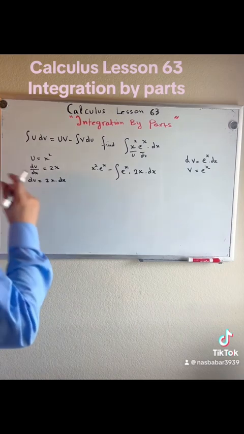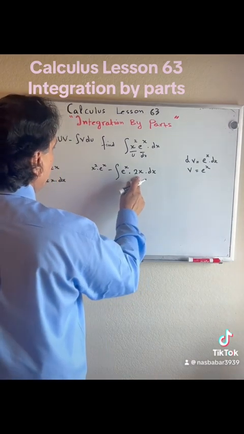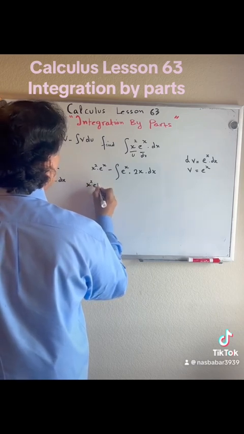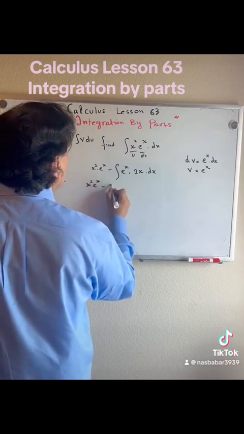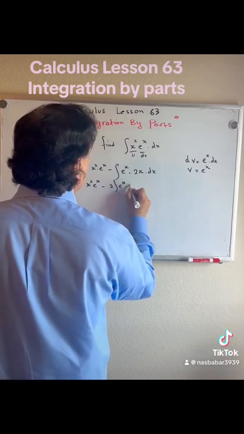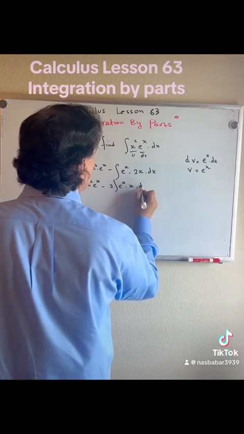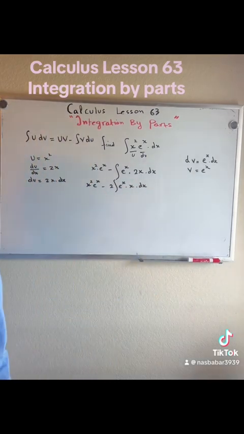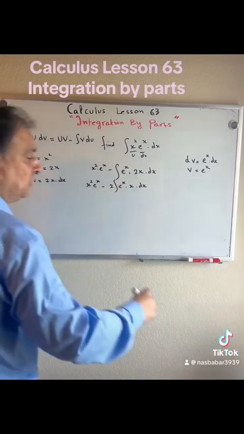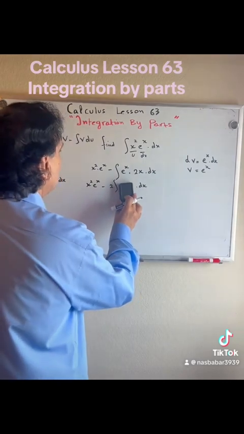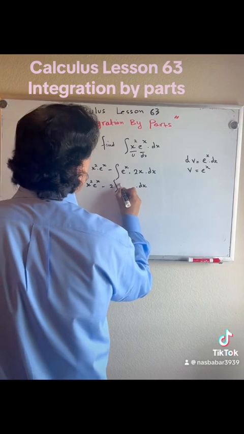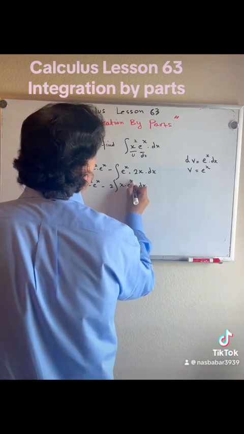Now we know this 2 is a constant, so we can pull it out. So I write x squared e to the x minus 2 times the integral of e^x times x dx. So we're not done yet. We still have to solve the problem. Let me rearrange these two real quick, so I can write this as x times e^x.